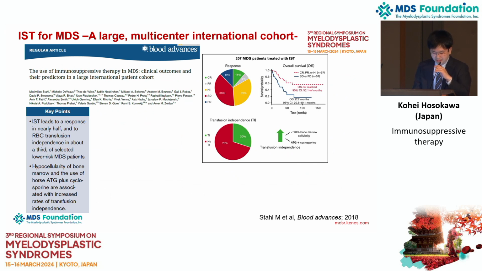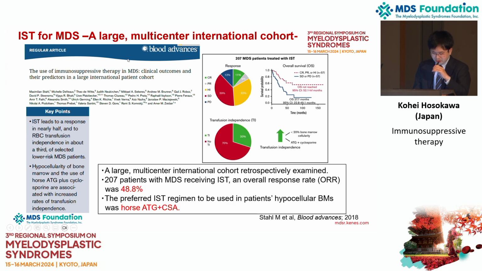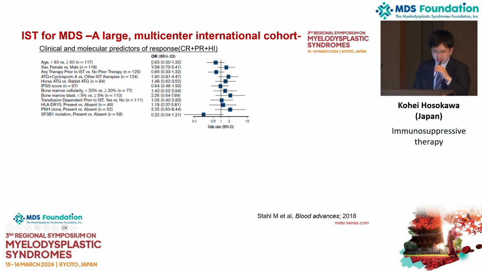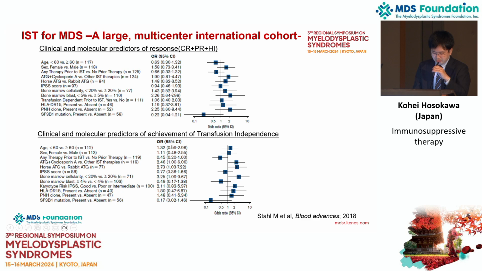So if you look at the large multi-center international cohort study from Europe and the US, 207 patients with MDS received IST, and the overall response rate was about 50%. Transfusion independence was achieved in about a third of the patients. Hypocellular bone marrow and the use of horse ATG plus cyclosporine were associated with an increased rate of transfusion independence. In this study, they tried to identify clinical or molecular predictors of response. However, they failed to identify any predictors. When they looked at the achievement of transfusion independence, they found that the use of horse ATG and hypocellular bone marrow were predictors of response.